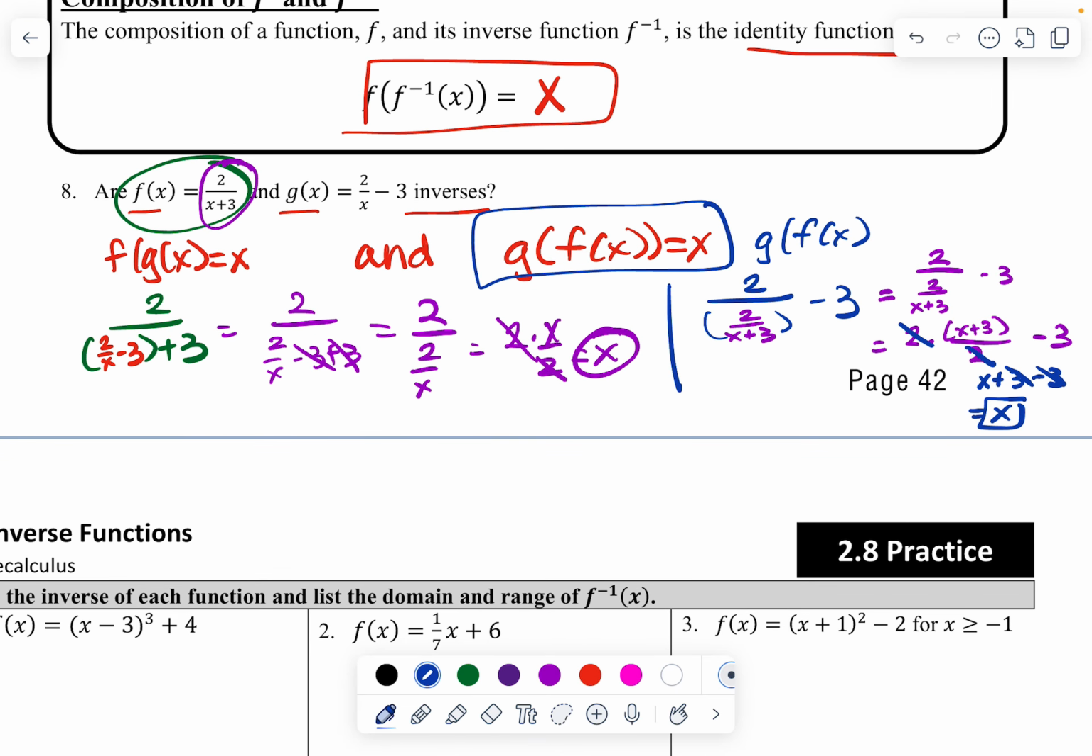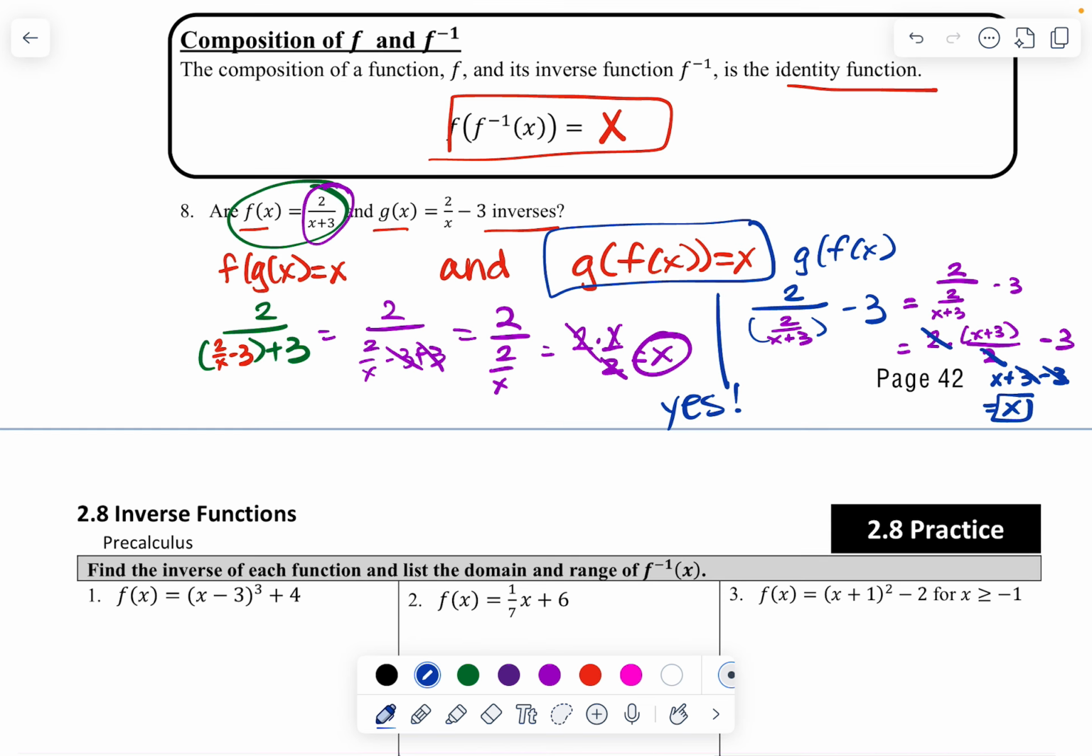So are they inverses of each other? Yes, because their compositions are both x.